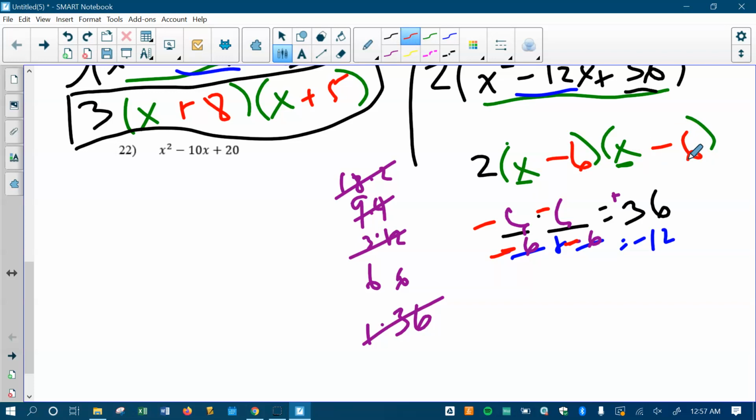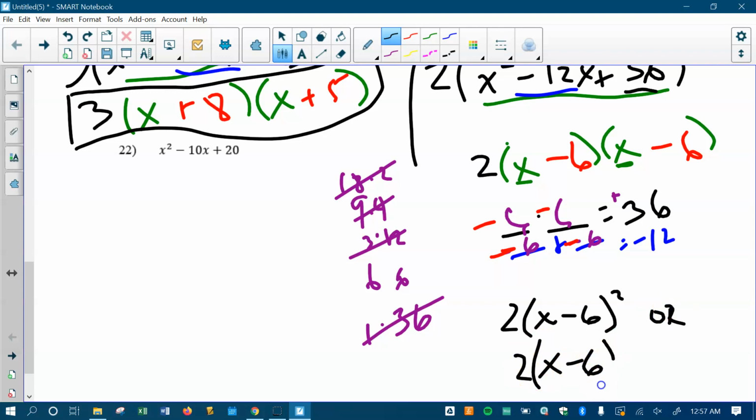And that's my answer. I could also rewrite this answer in a shorter way as 2 parentheses x minus 6 squared. Either one of these answers would be fine. I'm just writing both of these down for you because I'm feeling pretty nice at 1 o'clock in the morning.